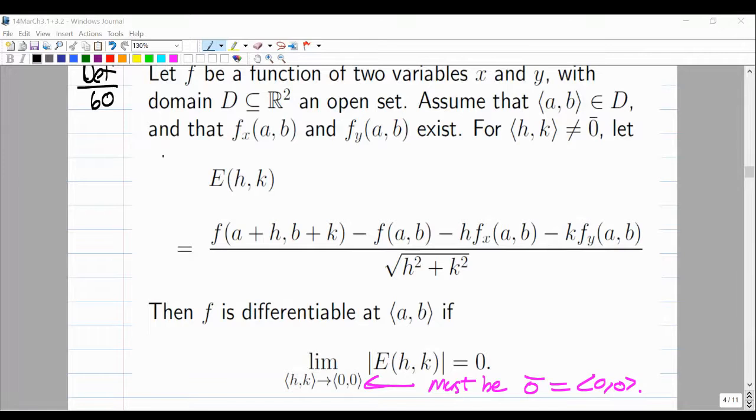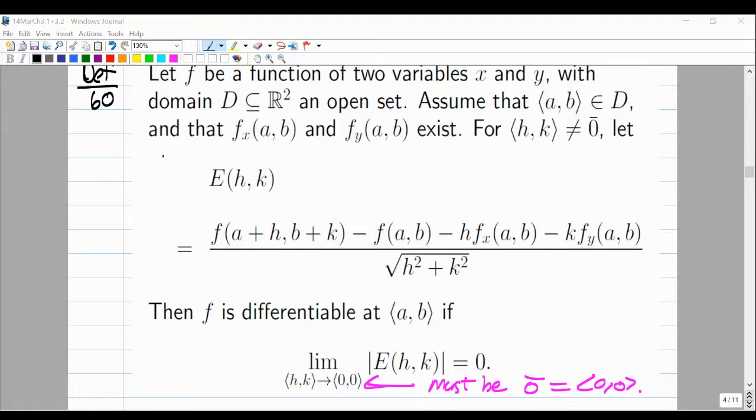Can I get a smiley face if you're happy with this definition? All right, there's some strange faces. Yes, you got to learn to love this definition. And I want you guys to do a problem like this every day for a week so that you are comfortable with this definition. You got to be really, really comfortable with this definition.